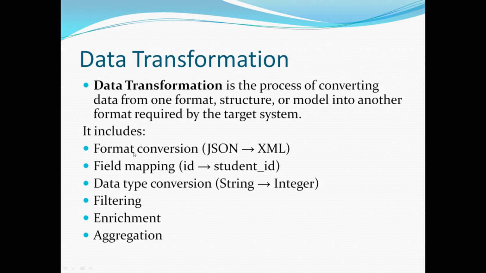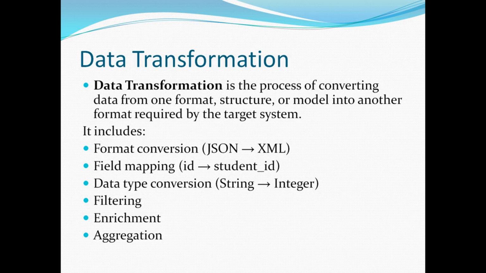It includes the conversion. As I mentioned, we have different data formats: JSON, XML, CSV, EDI. So we are converting from one format to another format using the transformation. And in this conversion, field mapping is also used. For example, in one system, the field ID is maintained for employee ID or student ID. But in the target system, the same ID is maintained with the field called student ID. So we have to map from ID to student ID. This kind of mapping, we call it field mapping. In some cases, we need to do data type conversion. For that also, we are using the transformation.